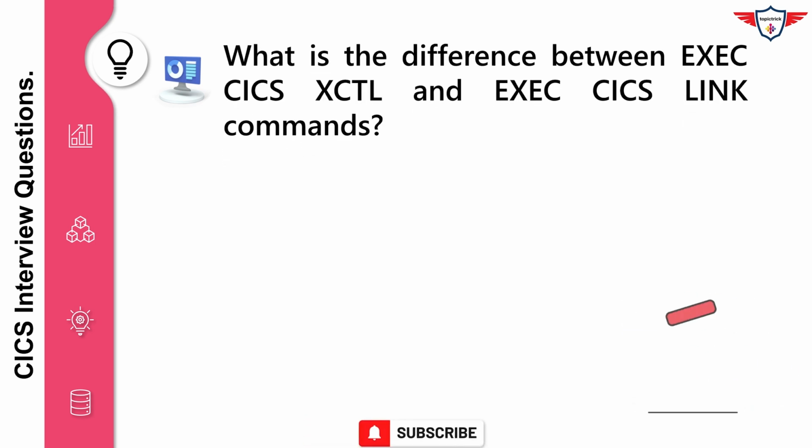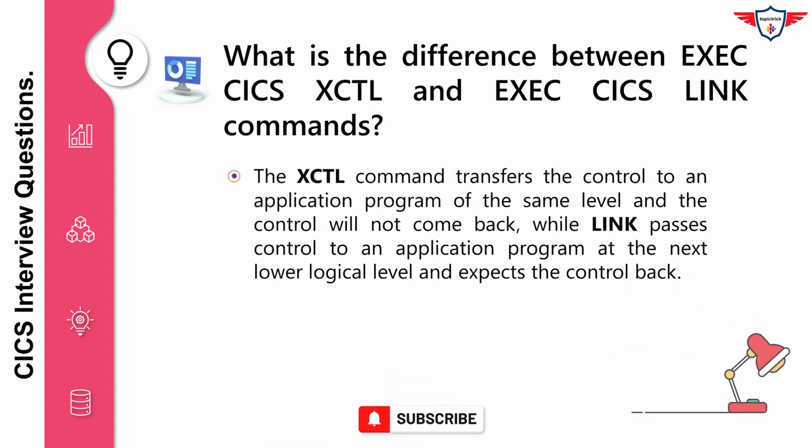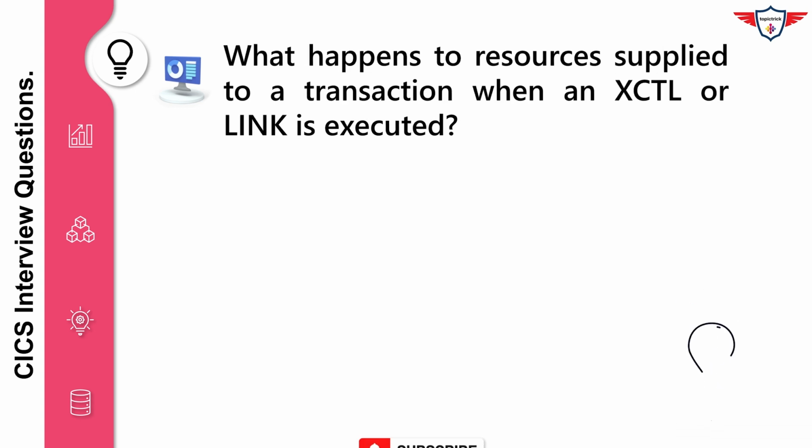What is the difference between EXEC CICS XCTL and EXEC CICS LINK commands? The XCTL command transfers the control to an application program of the same level, and the control will not come back. While the LINK passes control to an application program at the next lower logical level, and expects the control back. What happens to resources supplied to a transaction when an XCTL or LINK is executed?